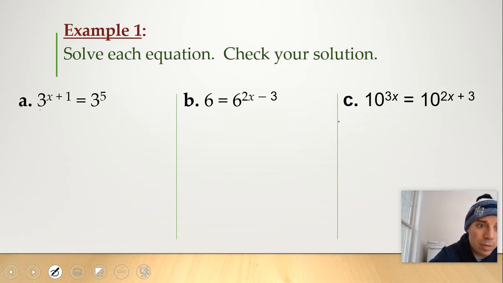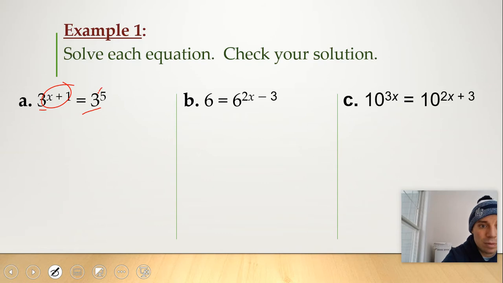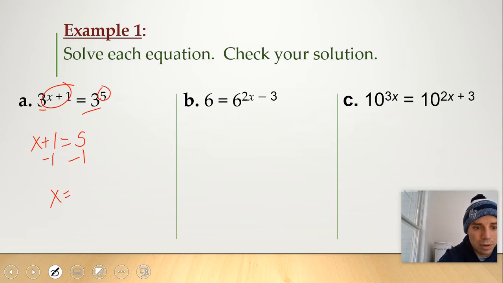In example number 1, we notice that we have the same base of 3. So if we have the same base of 3, we're just going to set the two exponents equal to one another. So x plus 1 is equal to 5. And then we're just going to solve for x. Subtract 1 from both sides, and x is equal to 4.